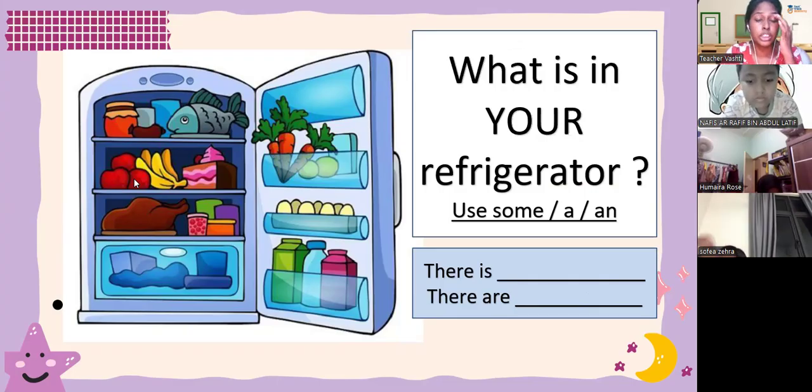This is why, Chloe, you should join the class earlier, girl. Fish starts with a consonant, F. So you must use "there is a fish in the refrigerator," not "an." Okay, you can see some apples.